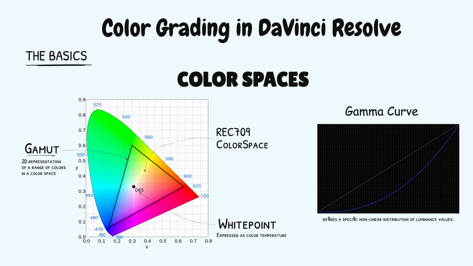Gamma can be described as how smoothly black transitions to white on a digital display. It is often associated with a number like 2.2 or 2.4, and this number represents the shape of the curve from black to white or from white to black.